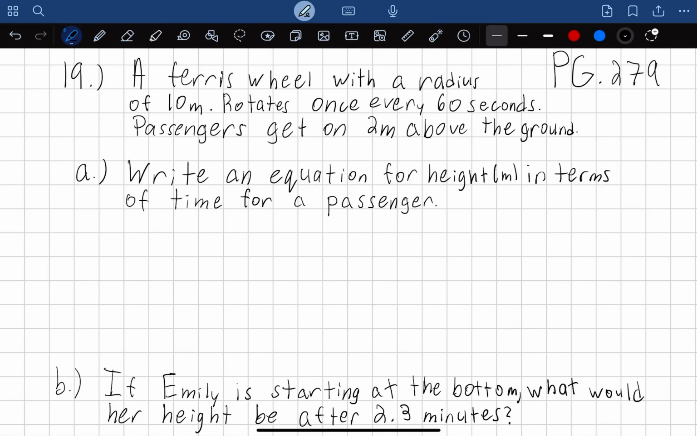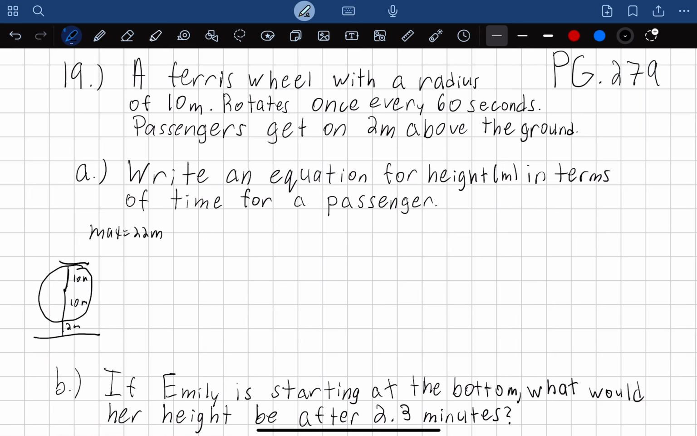Now looking here, we have a Ferris wheel problem on page 279, question 19, where we first have to write an equation for the height in terms of time. First, I'm going to visualize this problem as a Ferris wheel being 2 meters above the ground, with a radius of 10 meters. That also means our max height is going to be equal to 10 plus 10 plus 2, or in other words, 22.